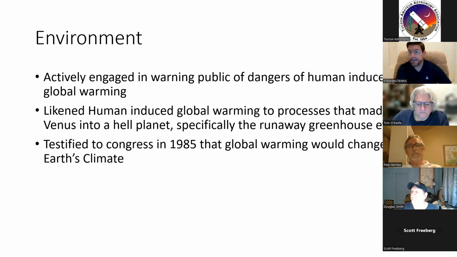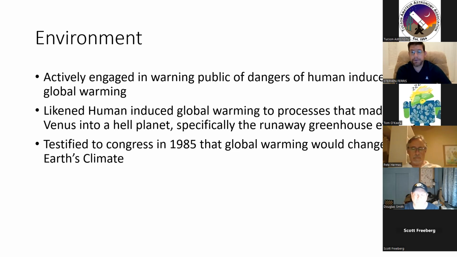After, especially in the 1970s, he was actively engaged in warning the public of the dangers of human-induced climate warming. And he realized that the global warming processes that made Venus a hell planet also played out a role here. Now, remember that the greenhouse effect was certainly not discovered by Carl Sagan.